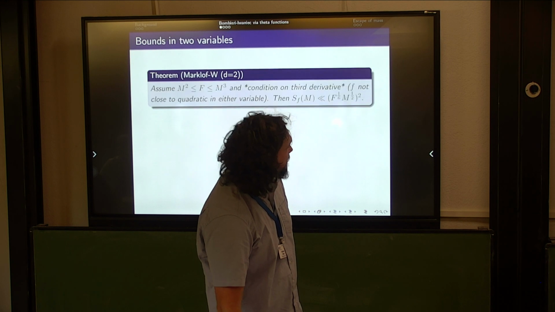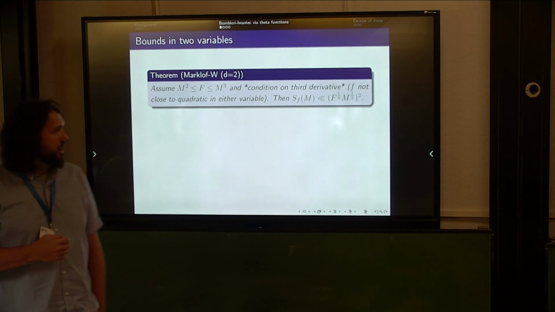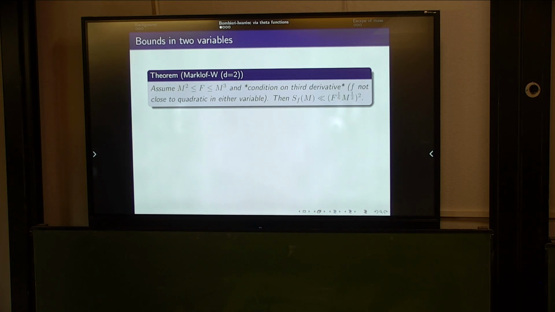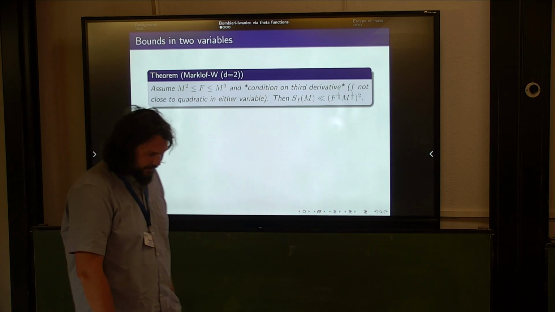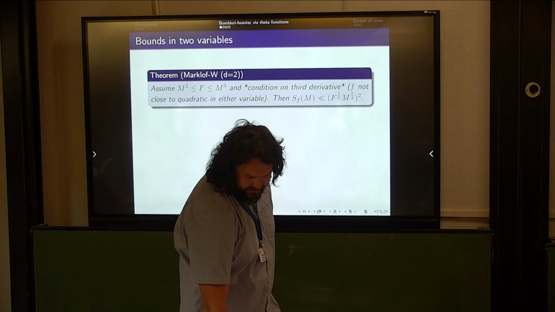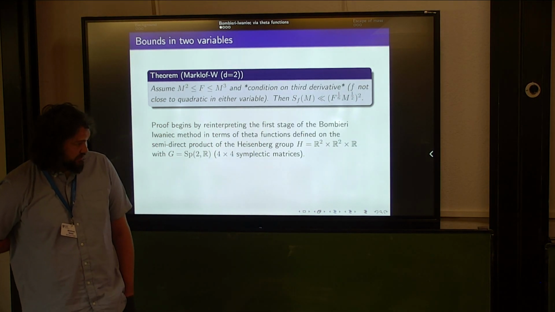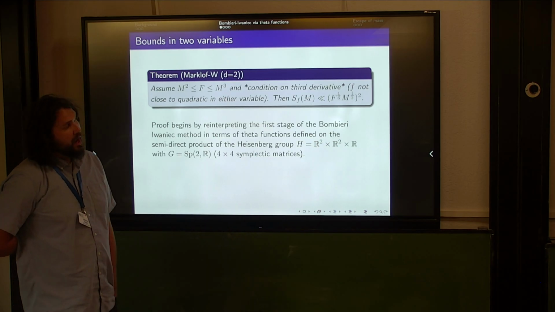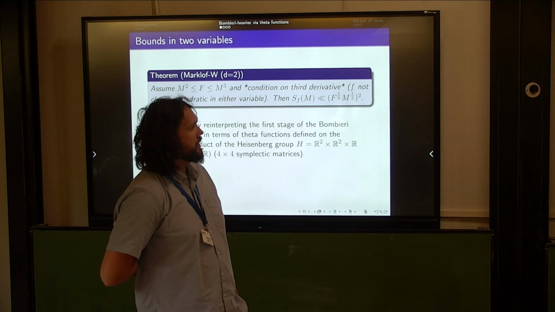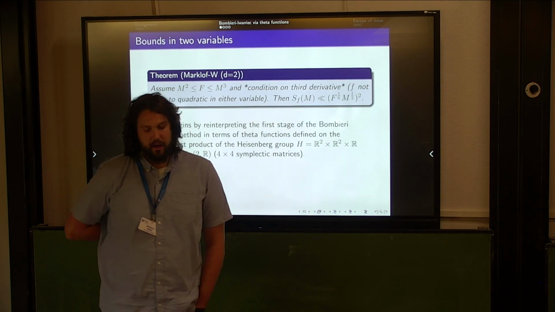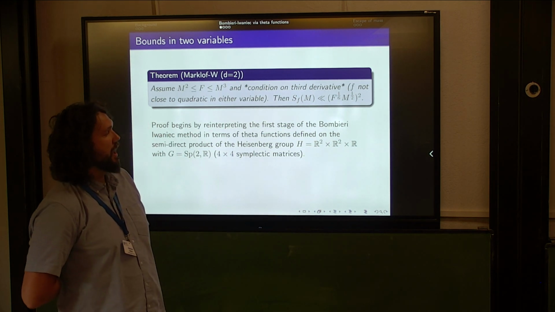but still, the result that we get is still a little bit raw, but it's at least a little bit non-trivial, I would say. Here we go. We get this by, like I said, a dynamical interpretation of the first stage of the Bombieri-Iwaniec method. We do this in terms of what we call dynamics of theta functions that are defined via the Weil representation on the symplectic group.